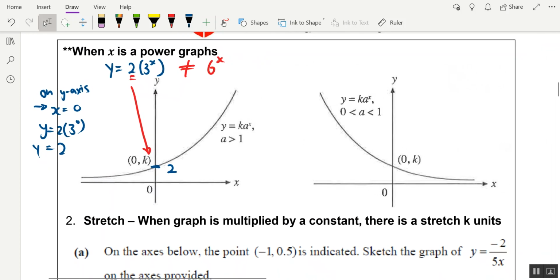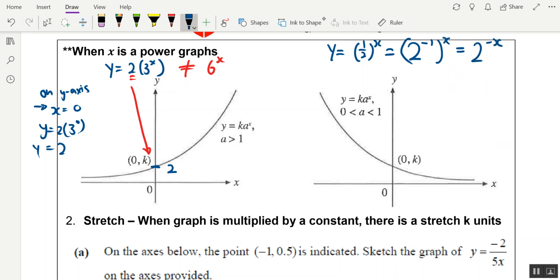Okay, and this is the only graph that we actually have, because now let's say you are given y equals half to the power of x. Half is 2 to the power of negative 1, and this equals 2 to the power of negative x. So when you have 2 to the power of negative x, it will be an aeroplane landing. Okay, or if you just want to memorize, if my number inside is smaller than 1 and is a power to power x, it is also aeroplane landing.